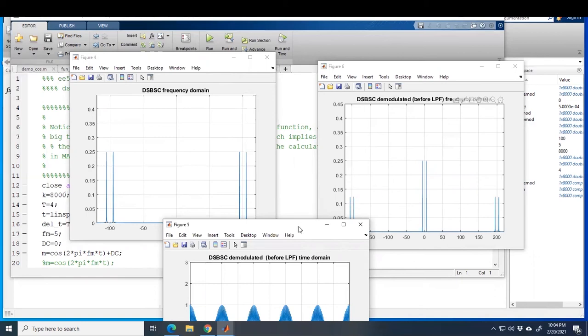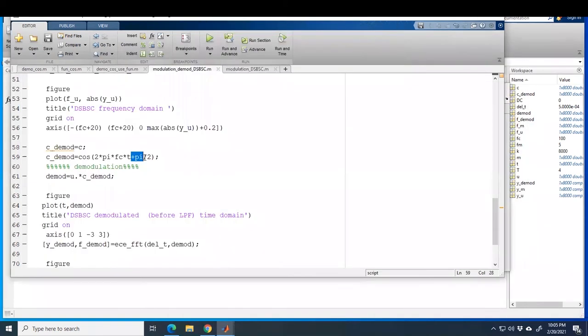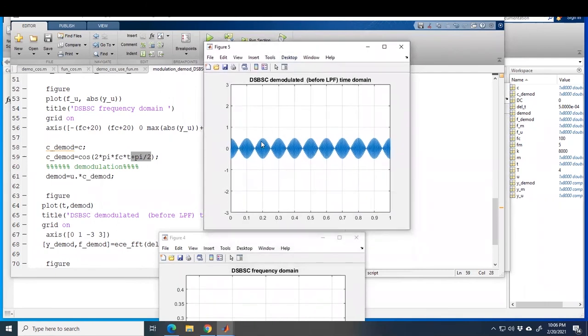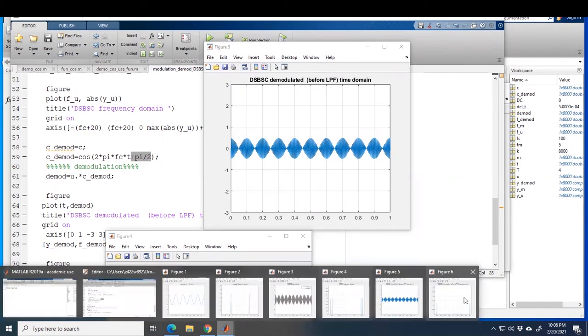So now I change the phase shift to pi over 2 in the demodulator. We lost the signal. Cosine of pi over 2 equals 0. The modulation part is all the same, but let's look at the demodulation. This is the time domain waveform. That's what we got. Let's look at the frequency domain.